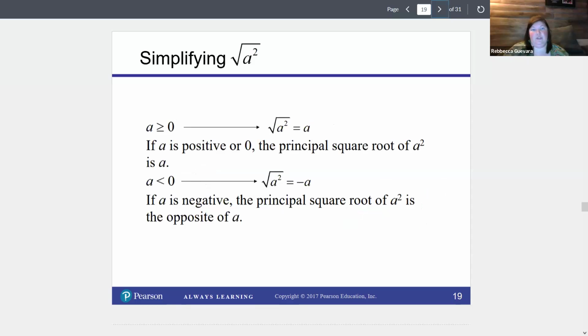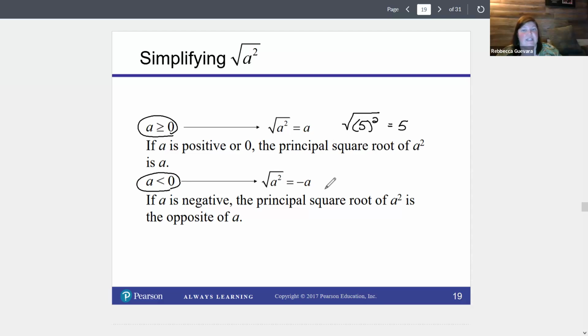So this brings us to a way to simplify this. If a is positive or 0, then the square root of a squared is going to be a. So if I did the square root of 5 squared, 5 is positive, I expect to get 5 back because I'm going to get that principal root of a squared.